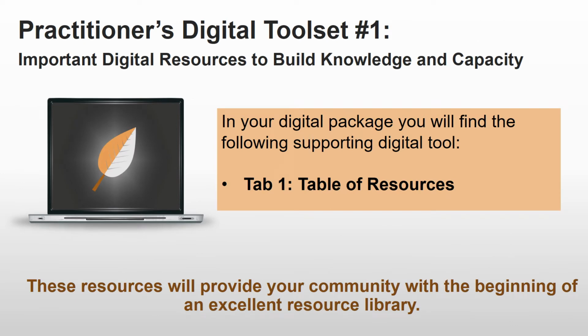It's time for the Practitioner's Digital Toolset number 1, Important Digital Resources to Build Knowledge and Capacity. You will find Toolset number 1 in your digital package titled Table of Resources. This resource serves as a mini database of outside resources that will be useful when visualizing your land relationship. It includes resources for conservation planning in Canada and Ontario, information and legislations about species at risk, and more that will be discussed later as we make our way through each module.